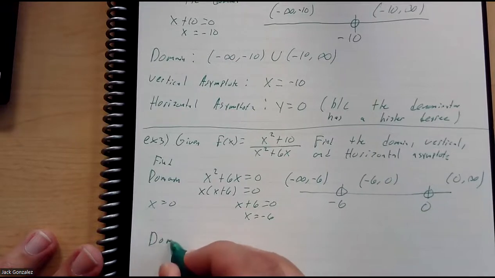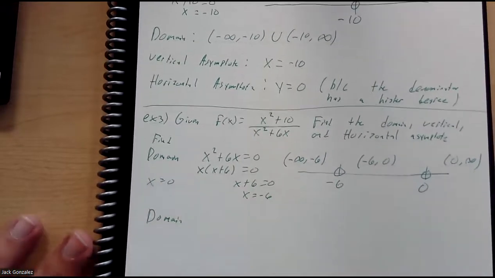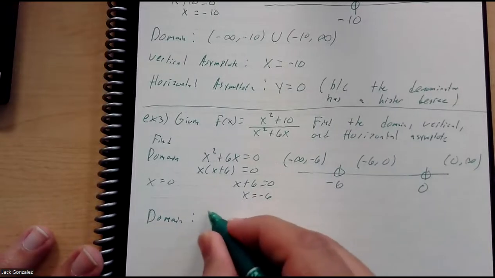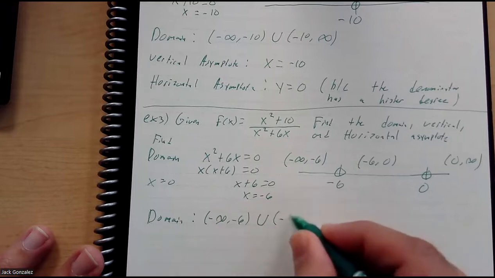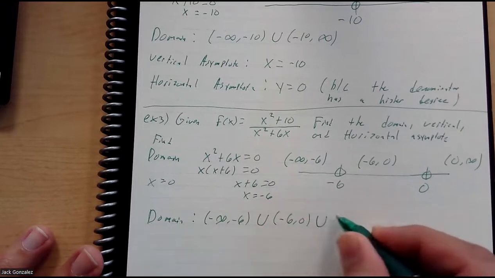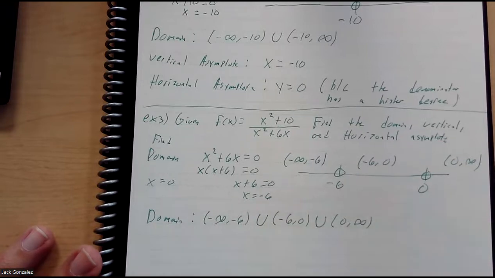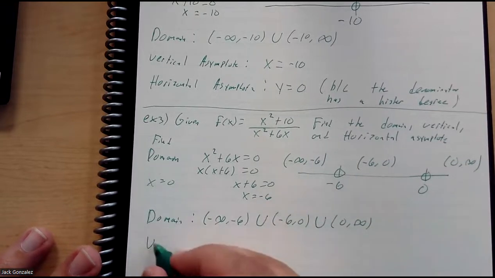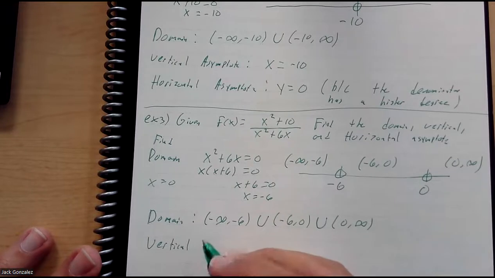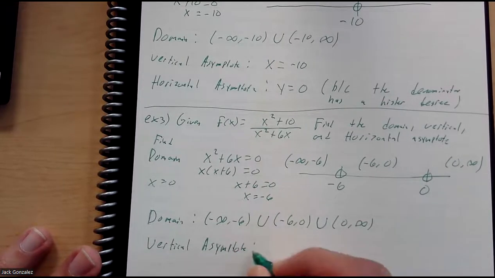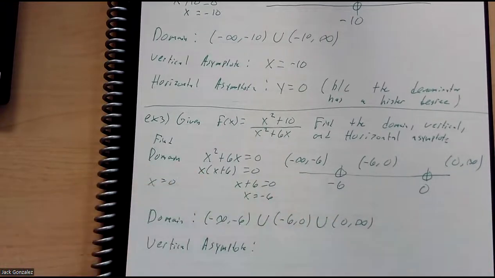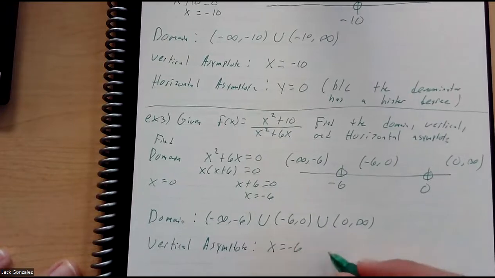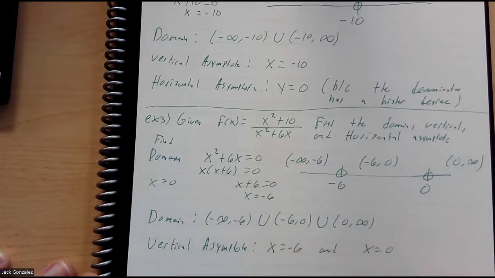Okay, so answer the question. Just glue all those three pieces together. The domain will be -infinity to -6, union, -6 to 0, union, 0 to infinity. Vertical asymptote is simply going to be x equal to those two poles. So x equals -6 and x equals 0.